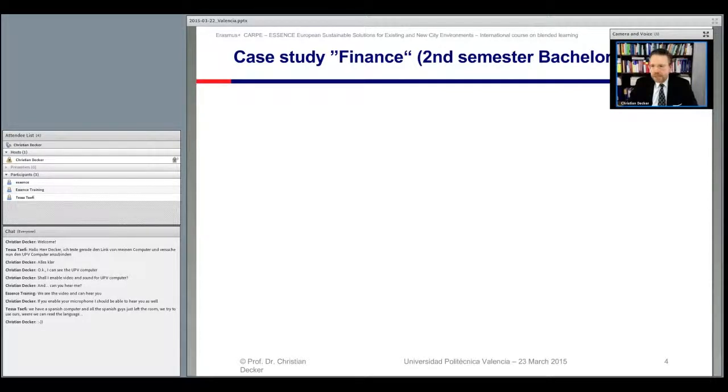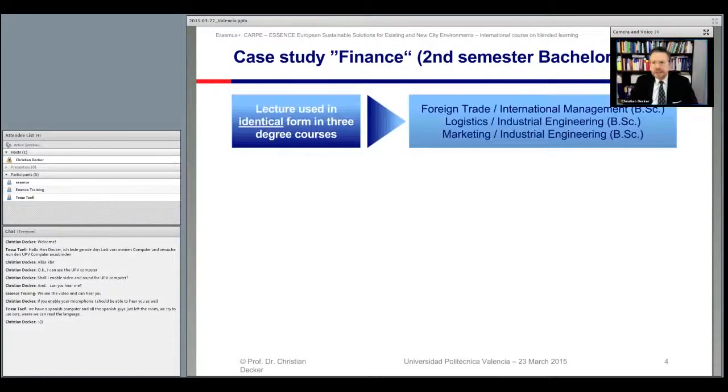So the German title would be Finanzierung. It is like an introductory course in the second semester of our bachelor programs. And let's have some information with respect to the background of these lectures. The lecture Finance is used in identical form in 3 degree programs or in 3 degree courses. We have 3 degree courses.